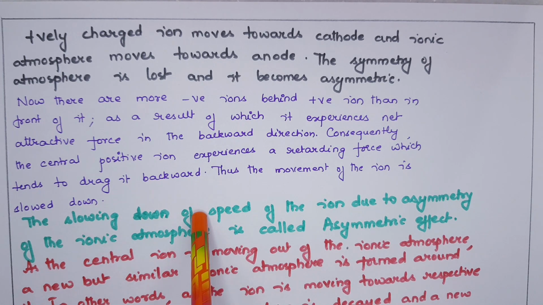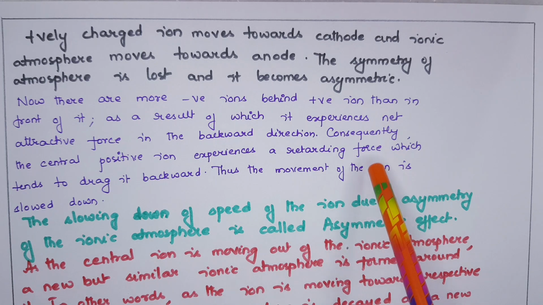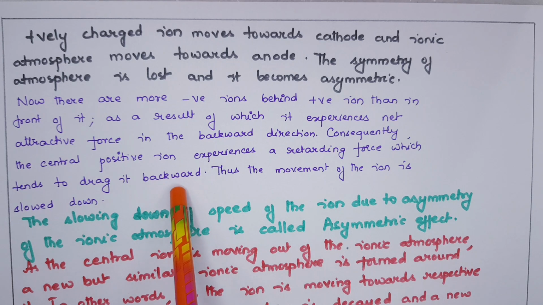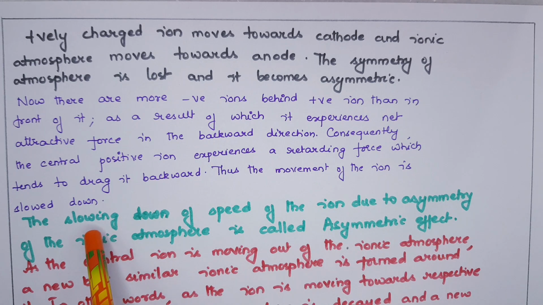Now, the slowing down of speed of the ion due to asymmetry of the ionic atmosphere is called asymmetric effect, students. So you understood asymmetric effect? The movement of the ion in the presence of electric field, as it is experiencing a retarding force, will be dragged towards backward direction. Hence its movement becomes slow, and therefore the decrease in the speed of the ion due to asymmetry of the ionic atmosphere, we call it as asymmetric effect.